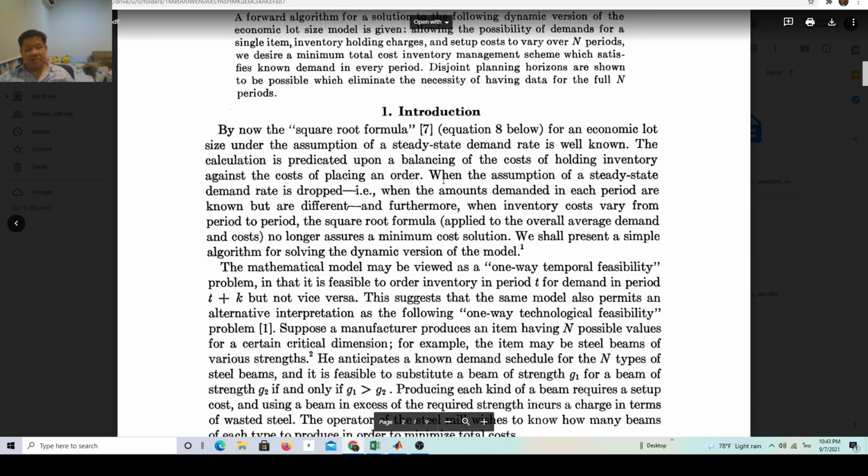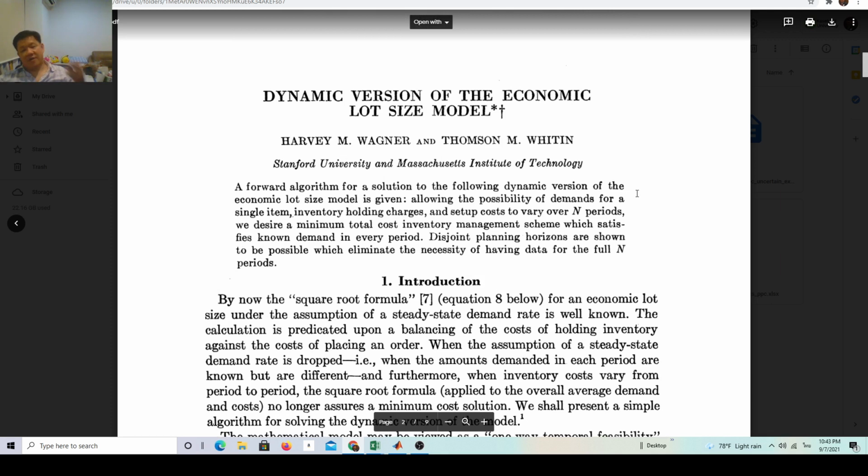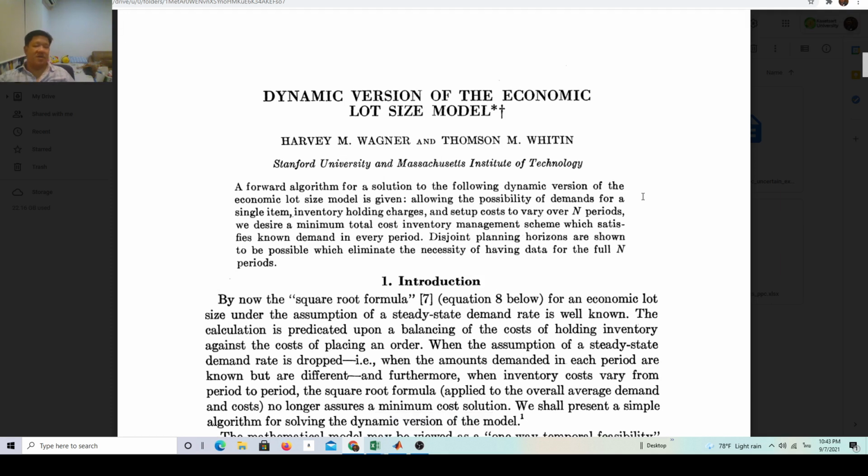But in this work of Wagner-Whitin, since it's work on deterministic time-varying demand, you know exactly how much in the horizon of your planning you want to produce or order, and it doesn't matter when and how much you produce. Overall, you want to produce to meet this amount of total demand. And if you have a constant cost, it becomes constant.